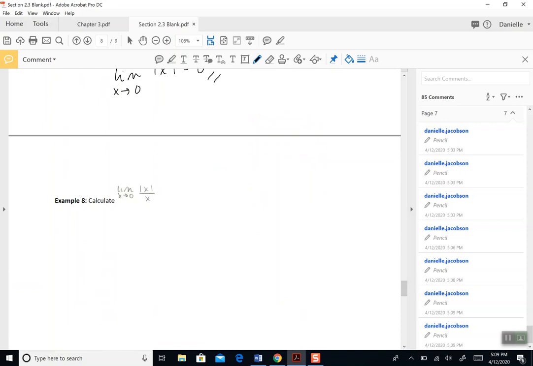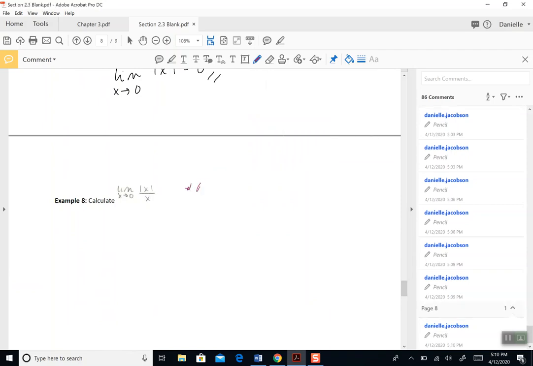I should notice immediately that I have an absolute value, so I must split this into two parts. Okay, so I need to look from the left. All right, and from the left, the notation I'll use is the limit as x goes to 0 from the left of the absolute value of x over x.